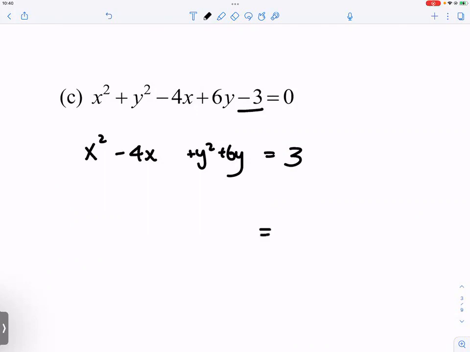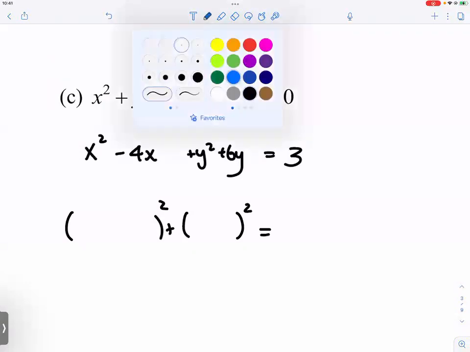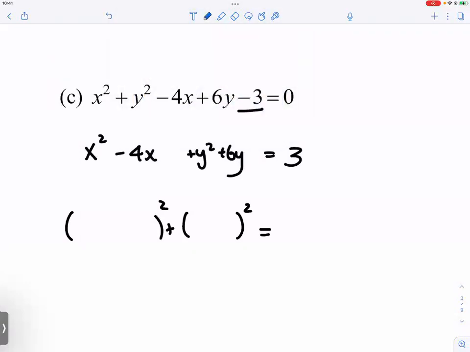And now we say, oh yeah, we want this to happen. We want a perfect square, because if we have the perfect square, we can tell the center of the circle. So how can we have this perfect square? All right, let's look at the first one, for the x. What do we have to add? +4, so that you will have x minus 2 squared, right?